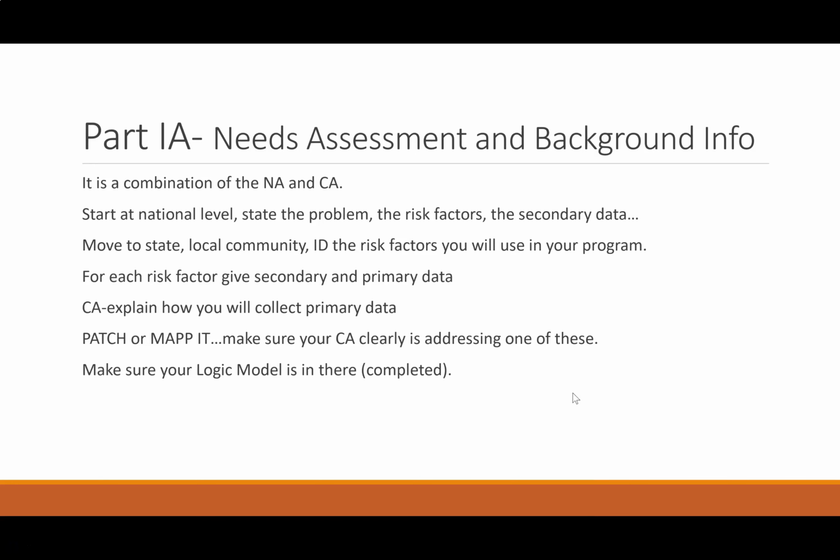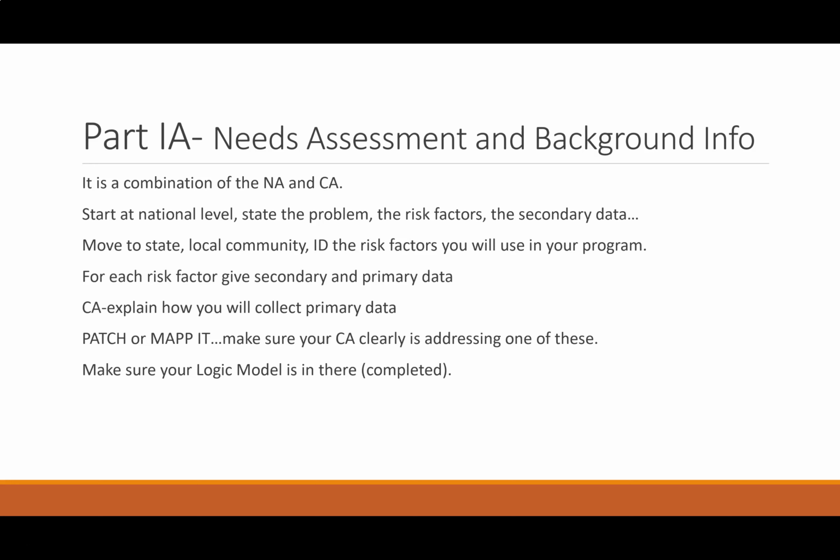In this section of the paper, you're going to take the national data. You're going to start at the national level. You're going to state the problem. You're going to explain the problem with data. You're going to identify the risk factors and then talk about the secondary data as it relates to each of your risk factors, very much like you did in your needs assessment. Then you're going to move to your local community. So you have to define your local community, describe your local community, and identify the risk factors that you're going to use in your program.